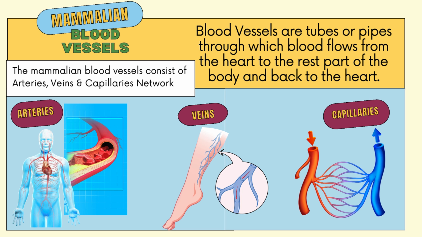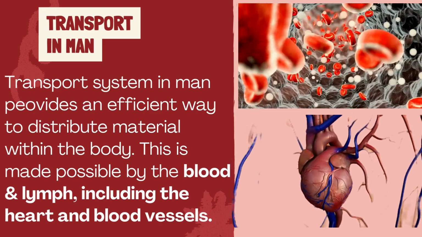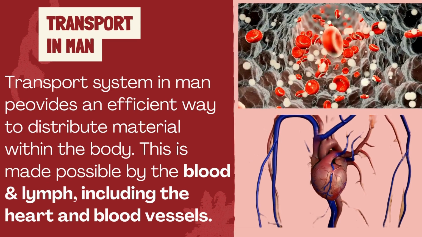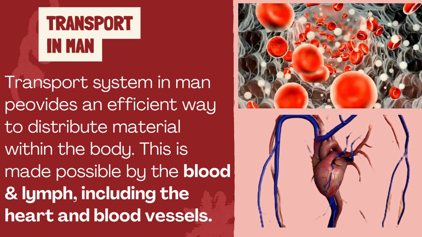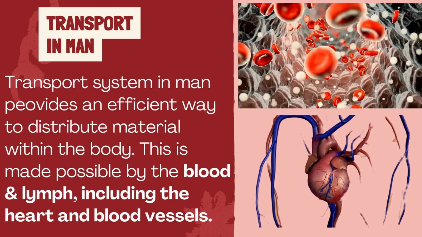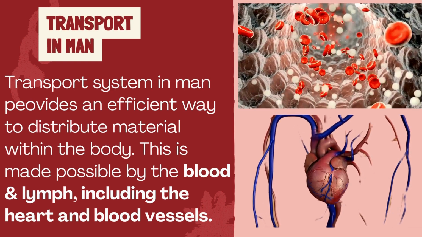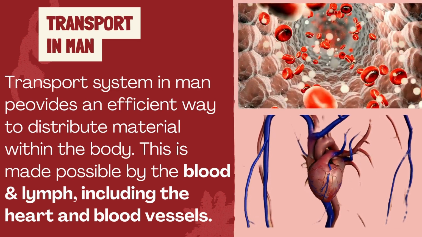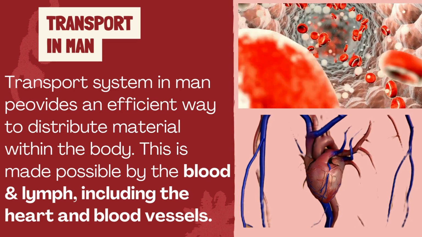The human circulatory system provides an effective way of distributing materials within the body. This is made possible by blood and lymph, which represent the media of transportation in man. We will look at the composition of the blood and the lymph, including their function.